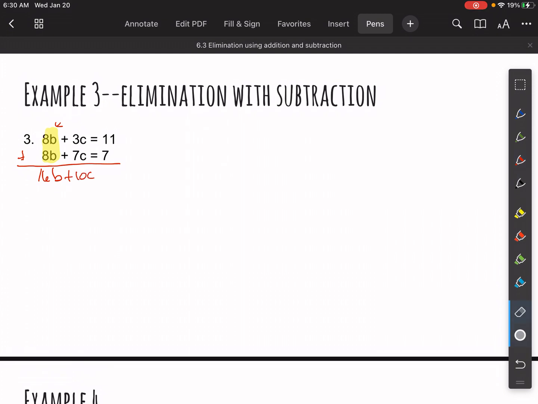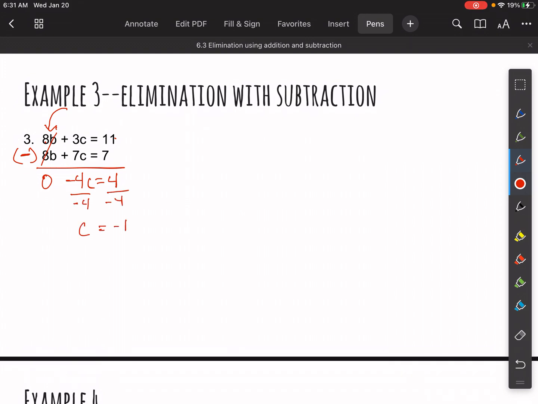So let's back that up and let's try something else. If these are the same sign, the two things that are similar, like the 8b, I can subtract these two equations, and still eliminate. So if I subtract, 8 minus 8 is actually 0. That's what I want. I want to get rid of the b. I'm trying to eliminate it. 3 minus 7 is negative 4c. 11 minus 7, notice I'm subtracting all the way across, is equal to 4. To get c by itself, I divide both sides by negative 4, so c is equal to negative 1.